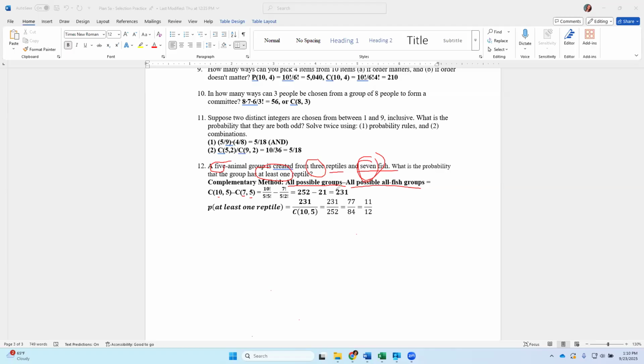So this top part is the number of possible groups minus the all fish groups. So these are the groups that we're interested in, 231. And then the question was, what is the probability? So we have to divide by all possible groups. There were 10 animals, pick 5. So total number of possibles, 252. And then you can see I simplified here.